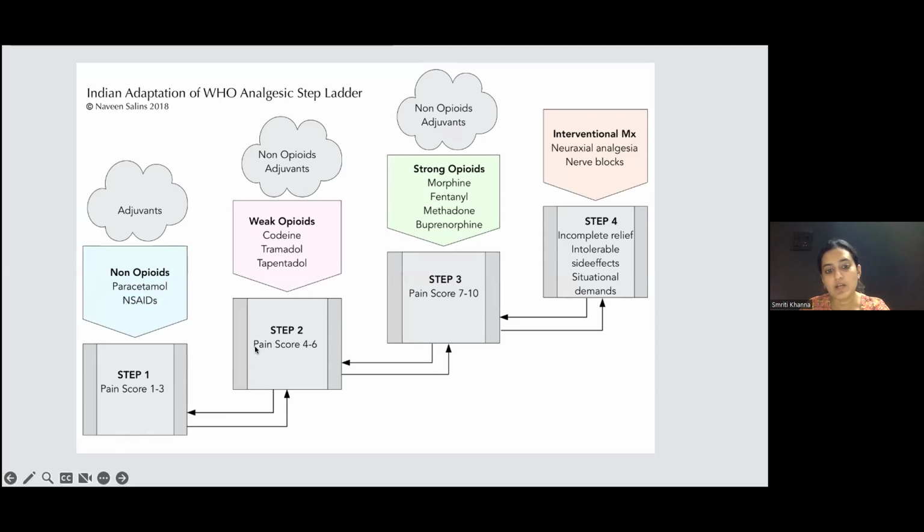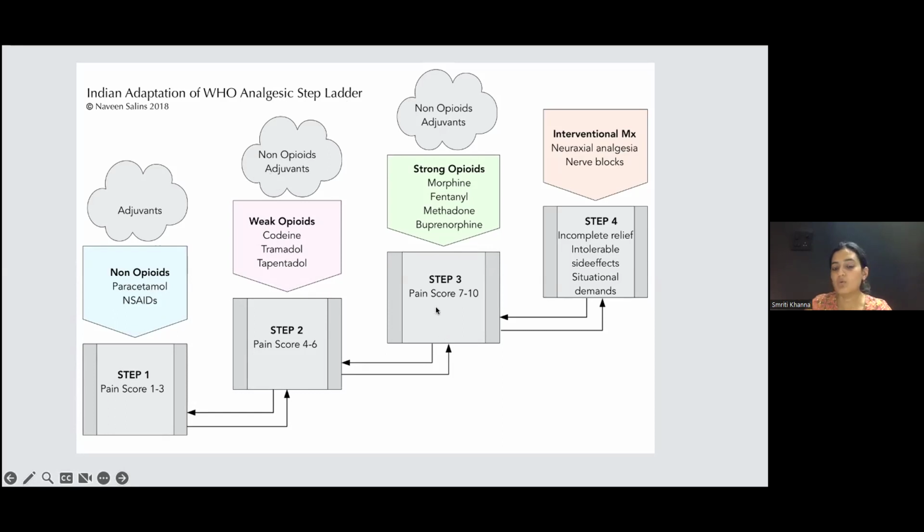Step 2 is at a pain score of 4 to 6. And here you will use the medications in step 1 plus weak opioids. So you will continue to use some non-opioid medications, NSAID, paracetamol, any of that, but you will also use some of the weak opioids. The weak opioids commonly used in India are codeine, tramadol, and tapentadol. We'll come to each of these in the later slides. And if you look here on top, you also include non-opioid medications and adjuvants.